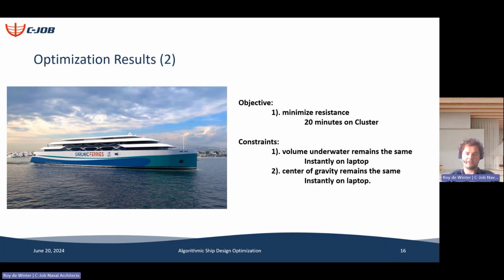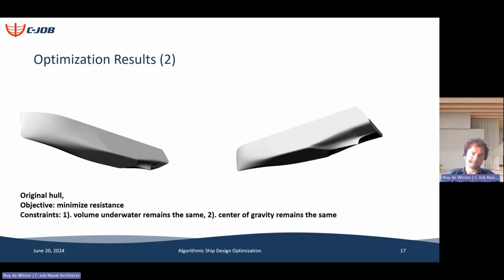Two independent experiments are conducted in the study. One experiment is done with naval architects and hydrodynamic engineers, and the other one is done with the optimization algorithm. There was no communication between the two teams. So here's the original hull. As you can see, there is no bulb yet.